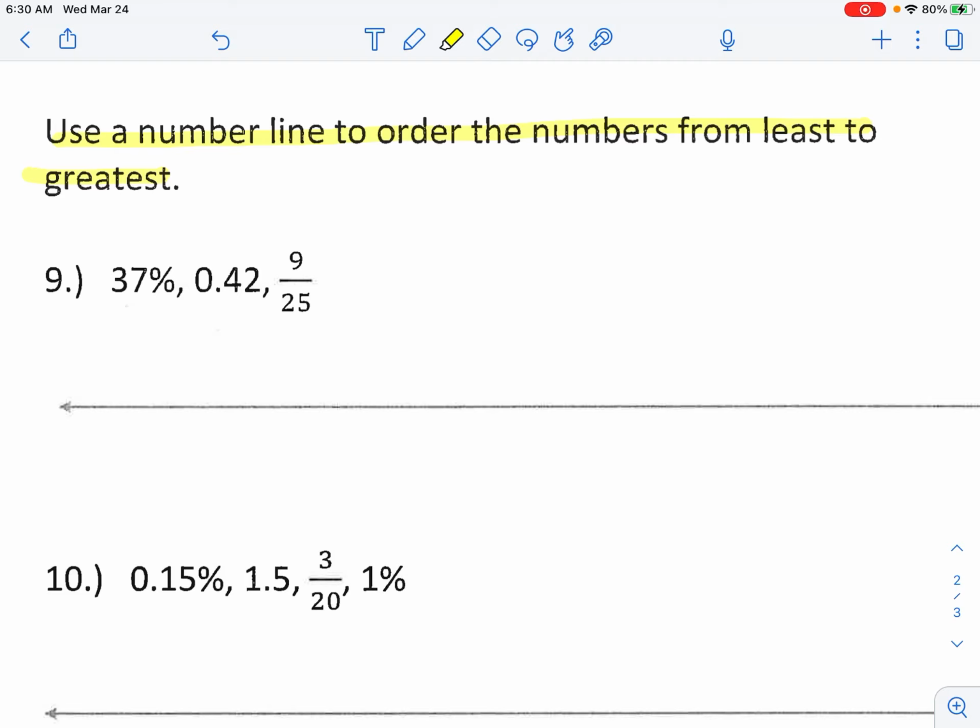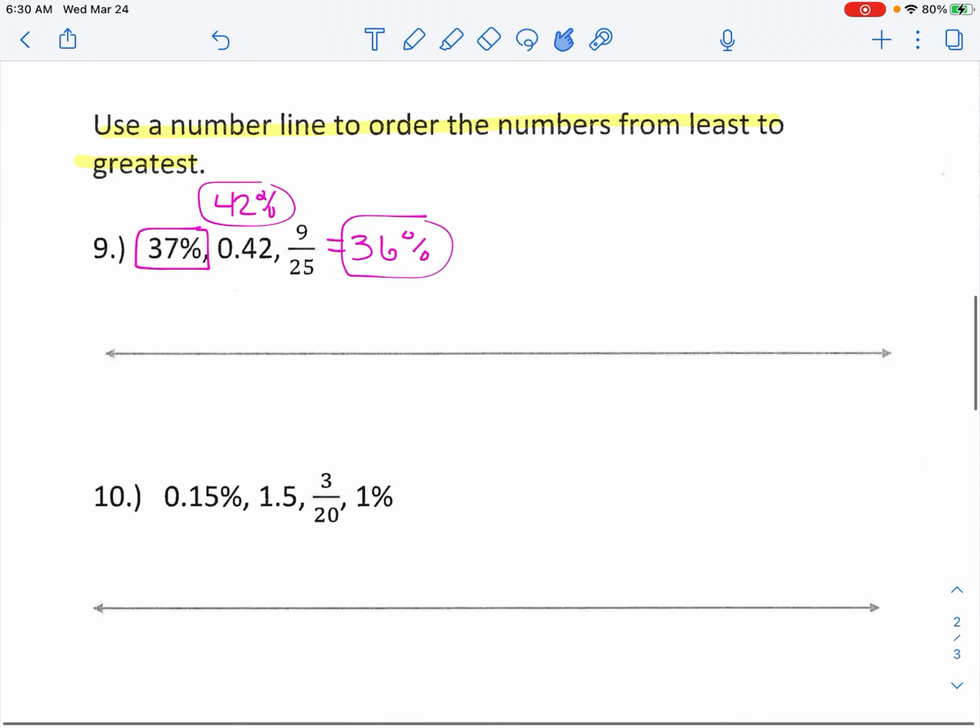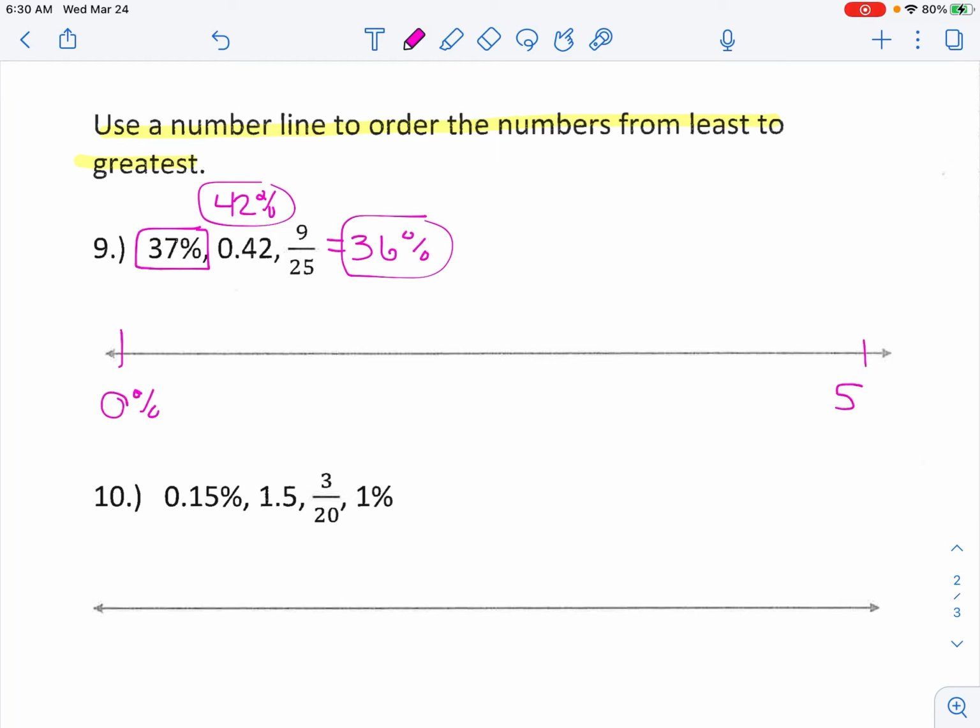So before I said I always like to convert all to percents. So for this one, I've already got a percent. I know that 42/100 is equal to 42%. And now I'm going to go to my calculator and do 9 divided by 25, which says 36/100. So that is equal to 36%. Okay, so that gives me an idea of how I should number. So since all of my numbers are between 0 and 50, I am going to put 0% at the far left, and I'm going to put 50% to the far right.